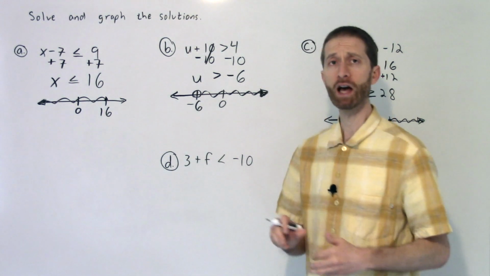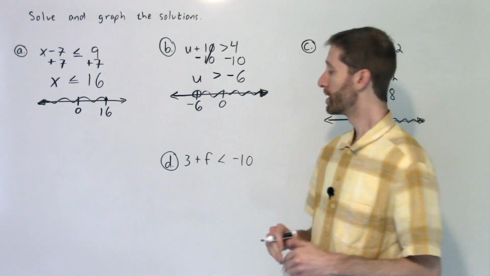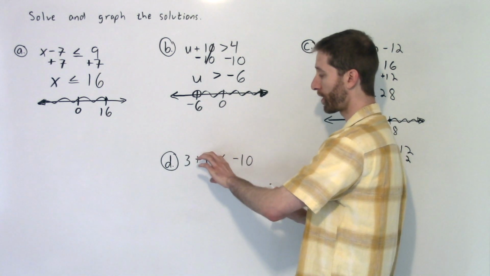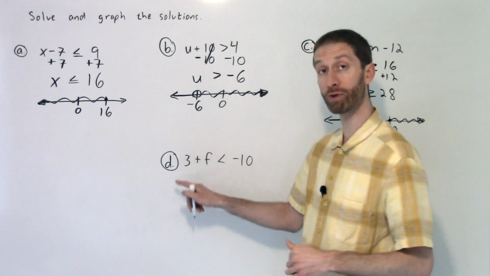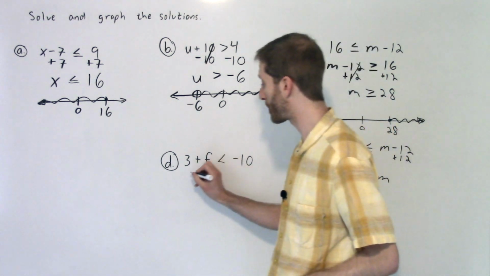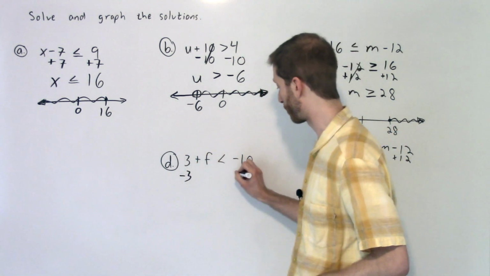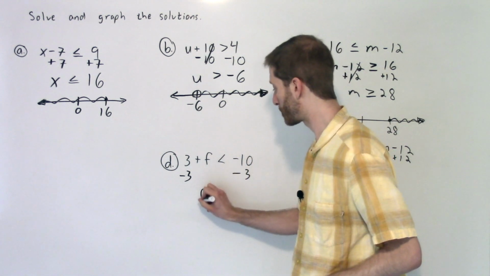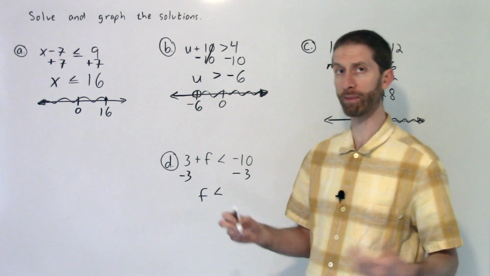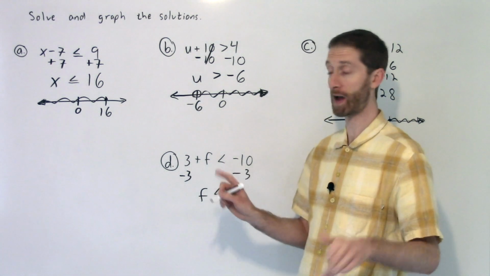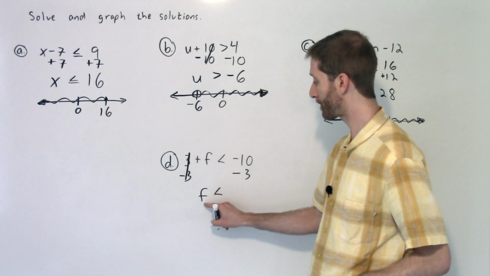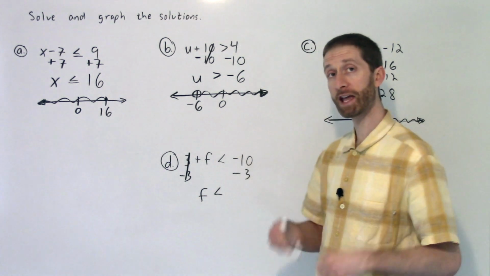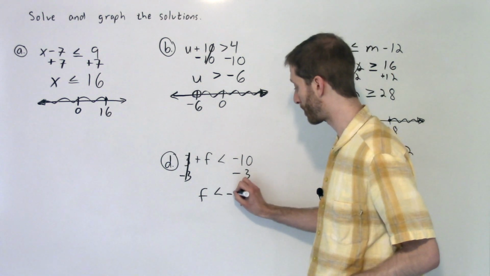Last but not least, a little bonus type problem. A lot of people don't like when their variable is second. No issues there. Remember, this is just adding 3, adding a positive 3. So how do we undo that? We subtract 3 from both sides. So I just wanted to show this in case you encounter a problem that is set up this way, it's no sweat. 3 minus 3 is 0, we're left with a positive f is less than negative 10 minus 3, which is negative 13.